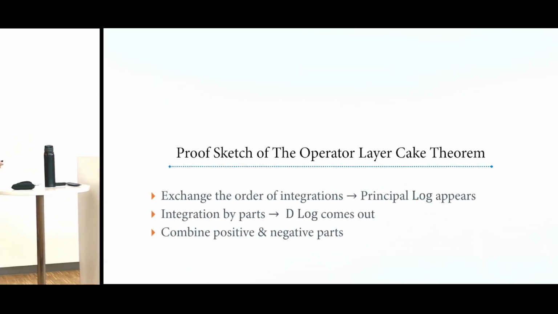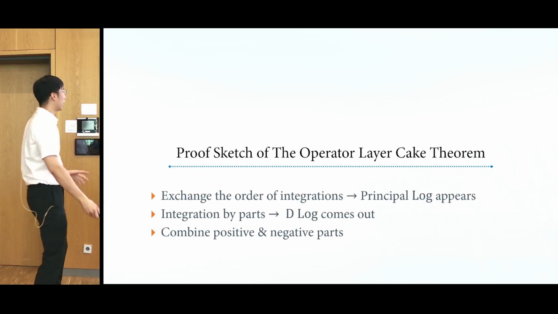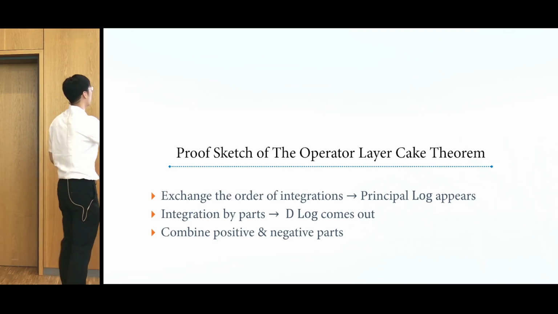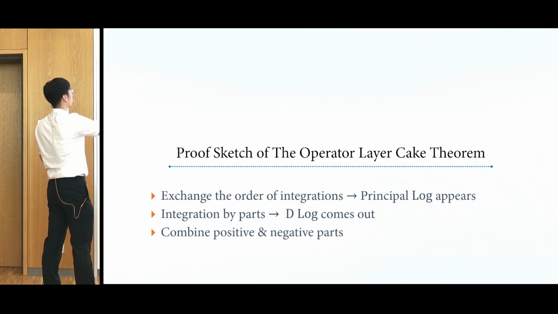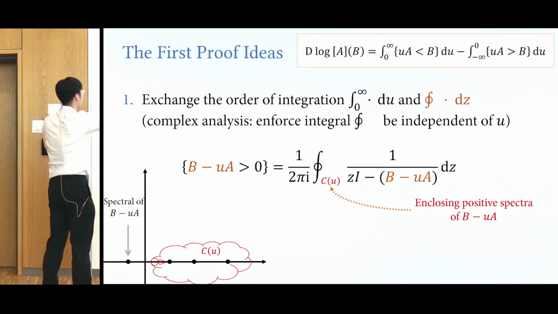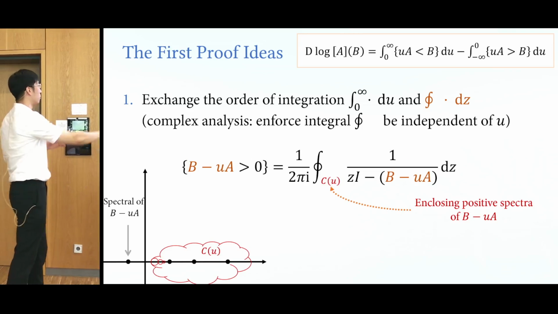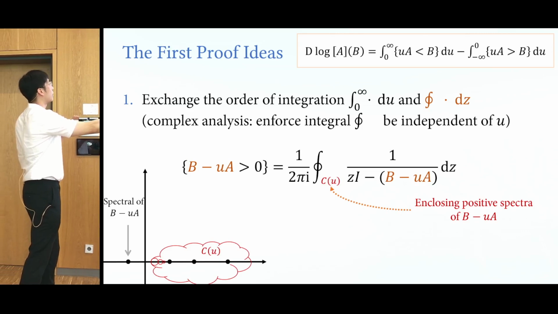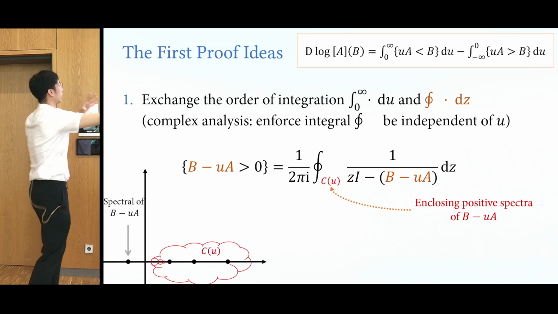I don't have time to go through the whole proof, but we have 2 proofs, and I want to show you how we can get this d log. There are 3 main steps. The first step is to express this projection in terms of a contour integral in this way. And this is actually not difficult because you just view the whole thing, B minus uA, as a diagonal matrix.